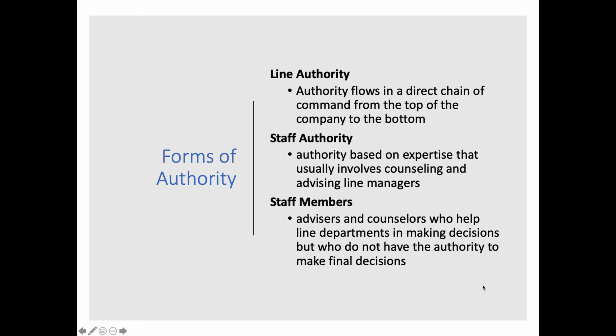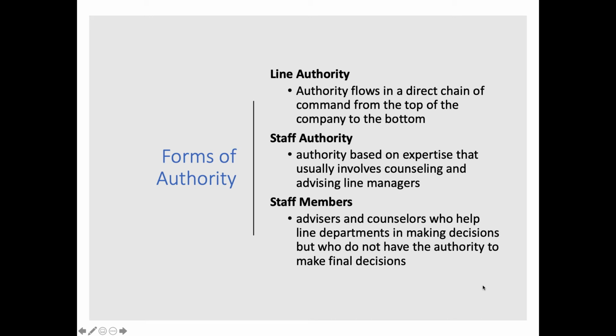Now, there's also, second, staff authority, authority based on expertise that usually involves counseling and advising line managers, right? It may be a form of authority. Why? Because demonstrably that manager has been with the company for 25 years and really does have the experience, knowledge, and expertise to comment intelligently on the matter at hand.